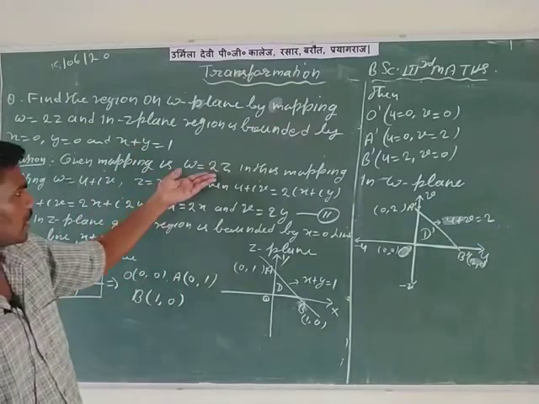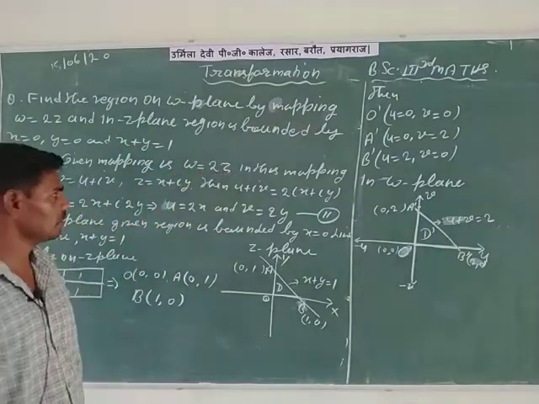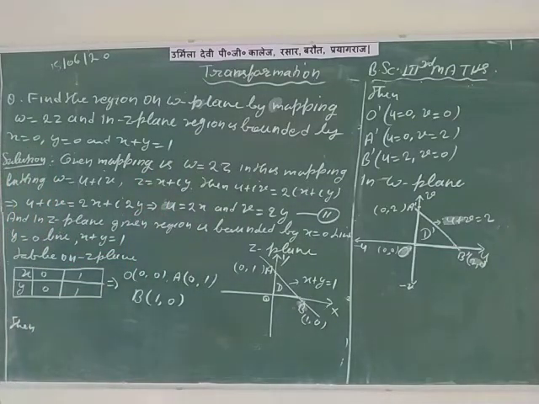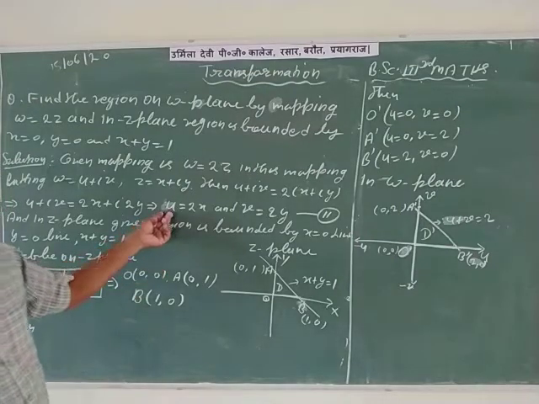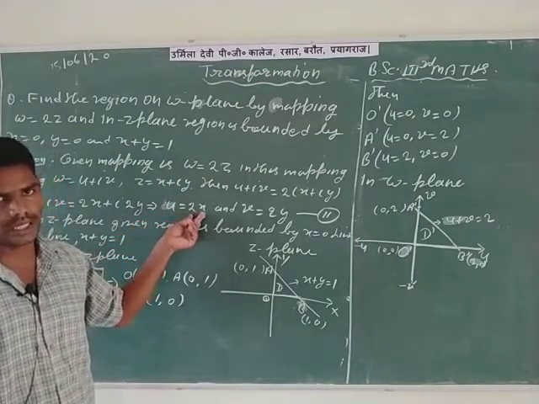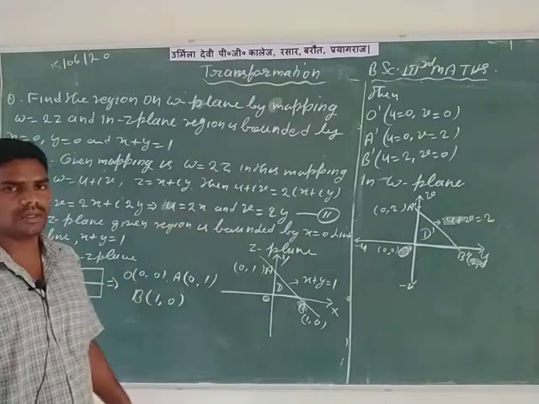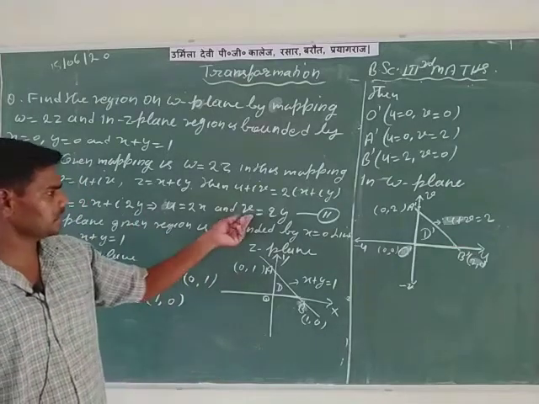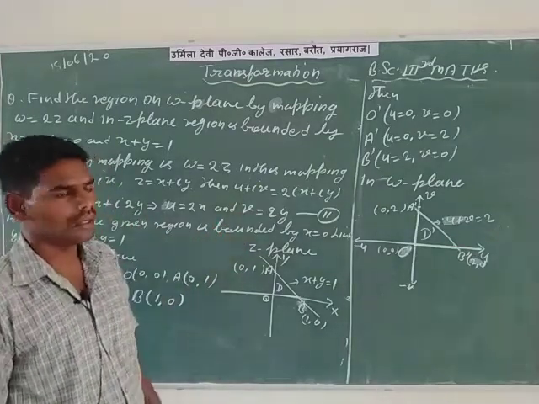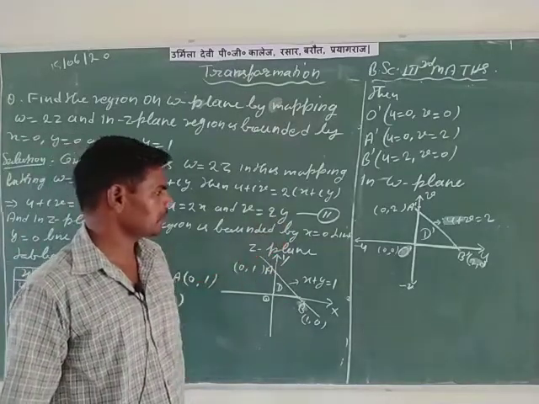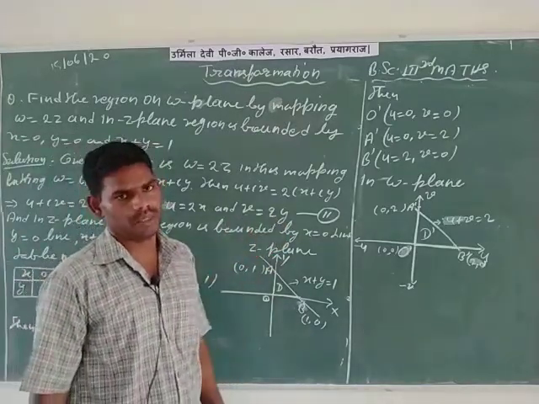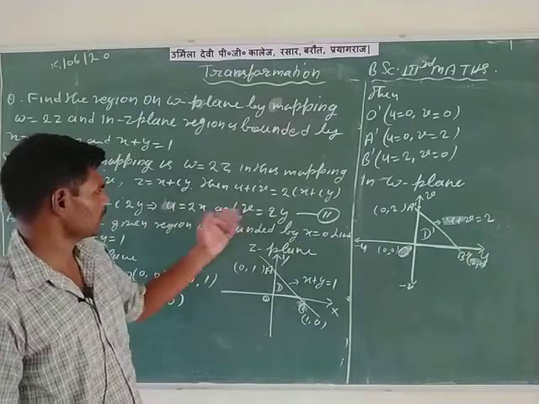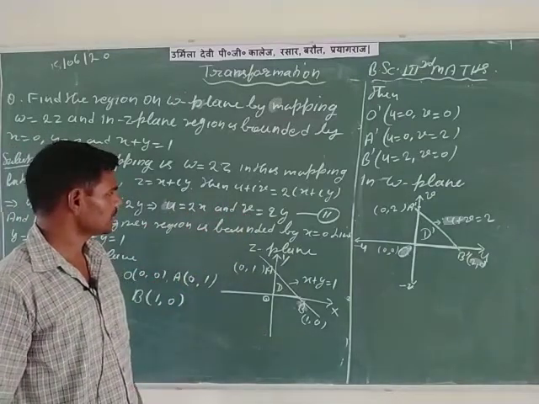For this, putting w equal to u plus iv and z equal to x plus iy, after simplification we get u is equal to 2x, which is a relation between the real axis of the Z plane and the real axis of the W plane. And second, v is equal to 2y, which is a relation between the imaginary axis of the Z plane and the imaginary axis of the W plane. So in the second equation, it's clear that real and imaginary parts are increased by 2 times.